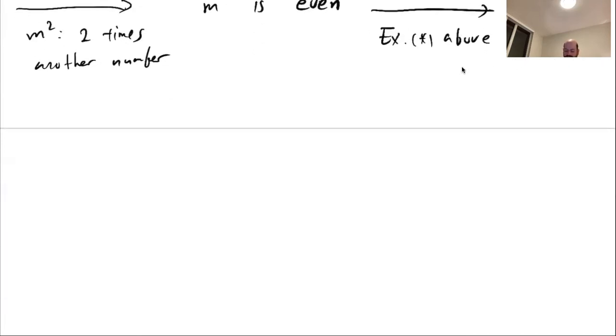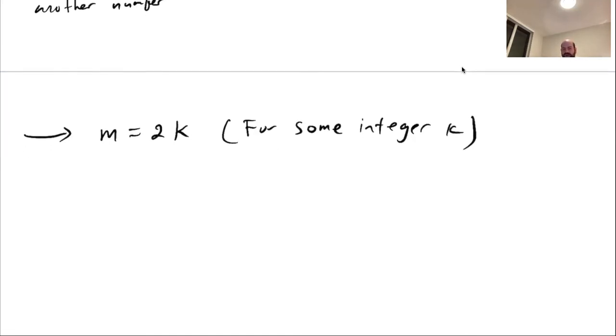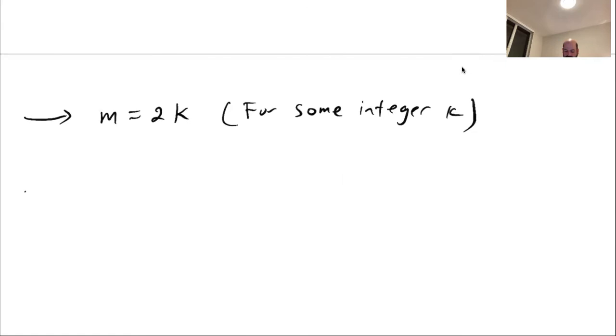Okay, m is even. M is even means what? That means m can be written in the form 2k for some integer k, right? If a number is even, it can be written in the form 2k. And therefore, m squared will be how much? M squared will be 4k squared.